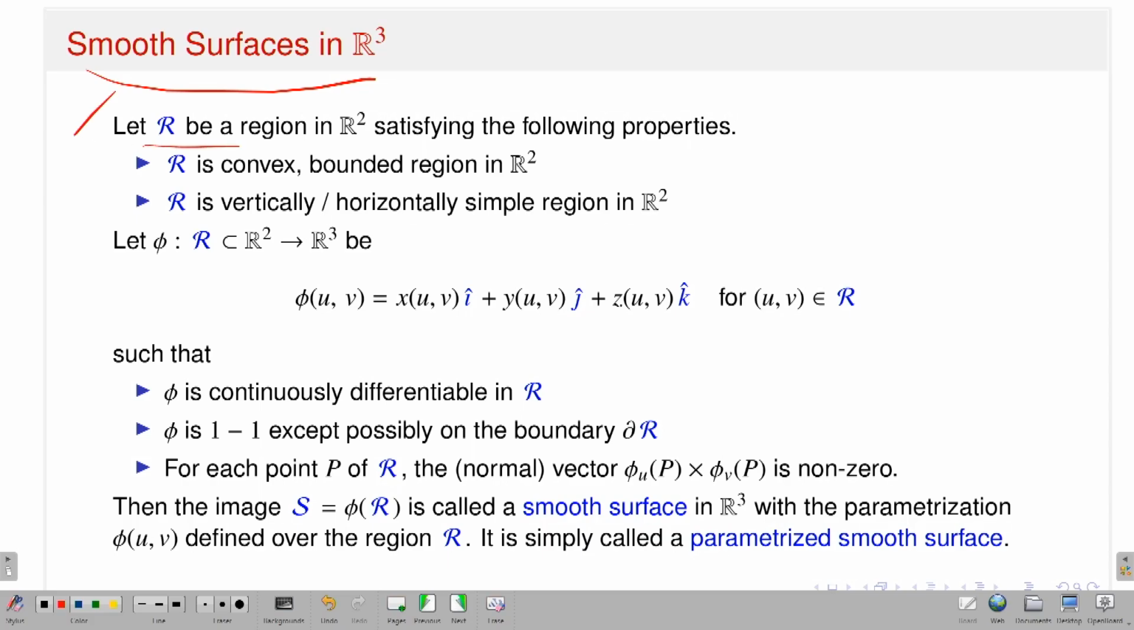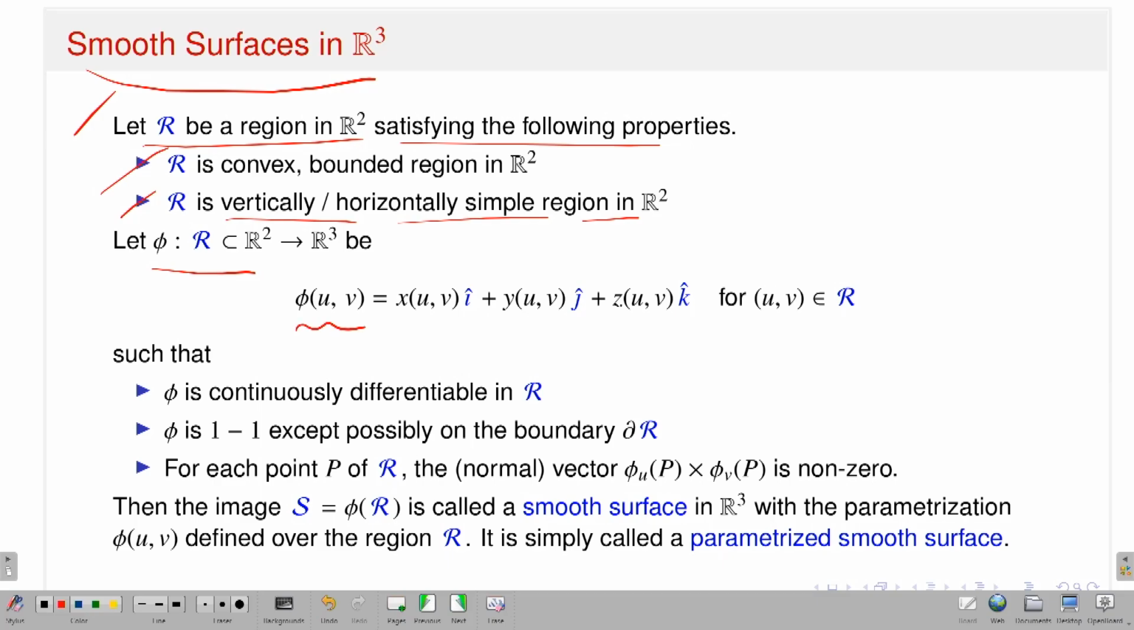Let capital R be a region in R2, and suppose it satisfies two properties. First, R is a convex and bounded region in R2. Second, I need a very simple kind of region, that means it is either a vertically or horizontally simple region in R2. So R is a vertically and horizontally simple region in R2, and along with that R is a convex and bounded region. If R has these two properties, then let phi be a function with domain R sitting inside R2 to R3.